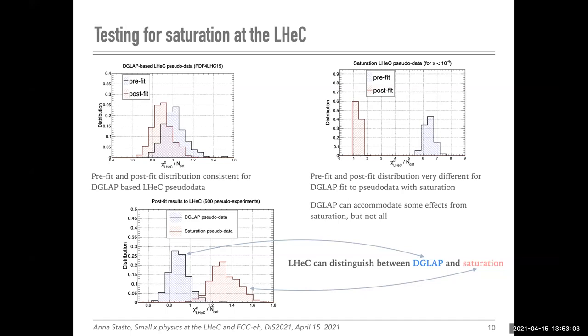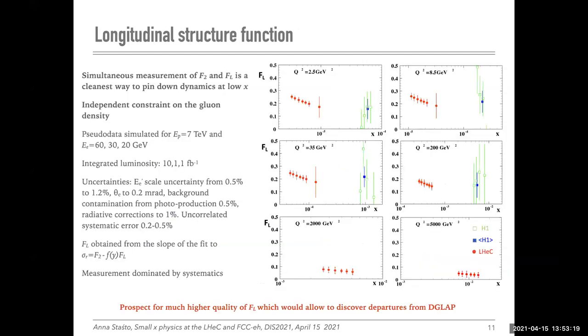However, not all. It turns out that at least in the LHeC kinematic regime, when you look at the two distributions post-fit, they still differ. So the LHeC can distinguish, at least within this model, between DGLAP and saturation. Now, even better if one has a measurement of the longitudinal structure function, because simultaneous measurements of F2 and FL provide a way to pin down this dynamics at low x, because this is an independent constraint.